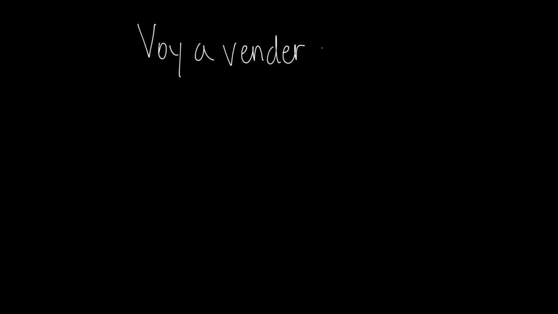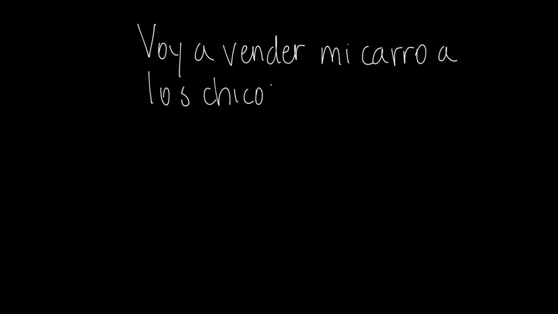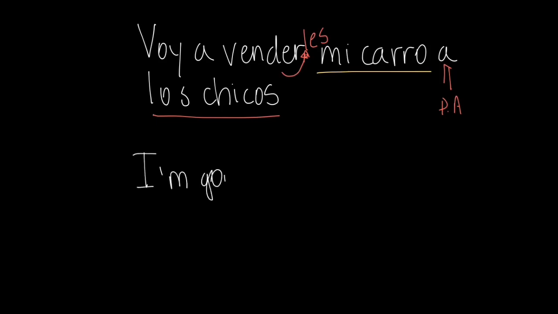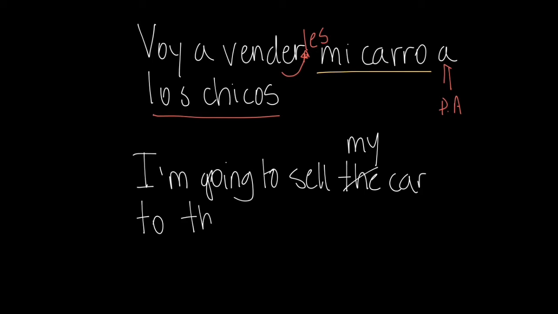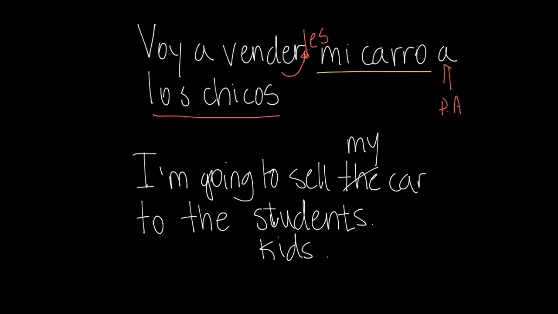Let's take a look at another sentence. Voy a vender mi carro a los chicos. So mi carro is the direct object. Los chicos are my indirect object, and I need to have the a personal because they represent people. Again, I need to have a les there, and I can add it right next to the verb because I have a group of people who are receiving the car. In English, it is the same as I'm going to sell my car to the students.